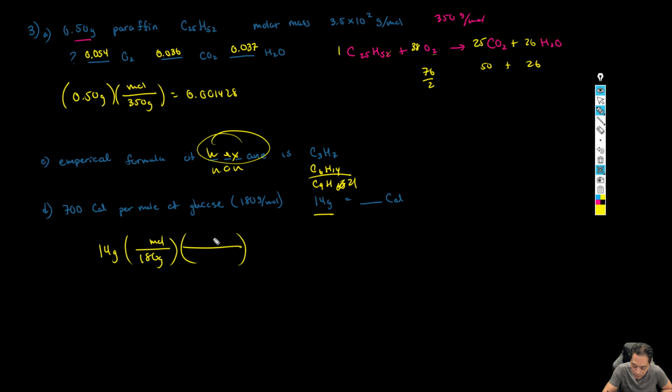So remember it's 700 big cal per mole. Moles on top, so I'm just going to put 700 calories on top per 1 mole on bottom. So the moles cancel out, the grams cancel out. So I'm just going to multiply across. 14 divided by 180 times 700 will give me 54.4 repeating big cals. I started off with, let me see how letter D was, 3D.